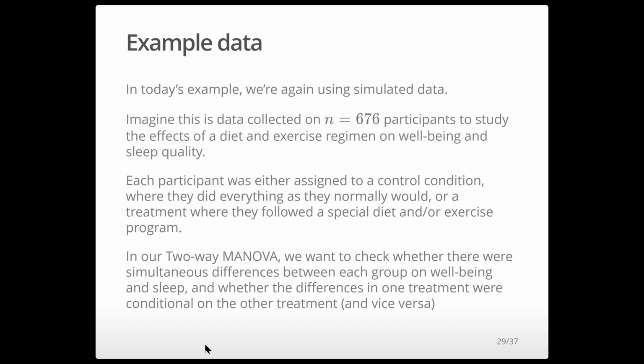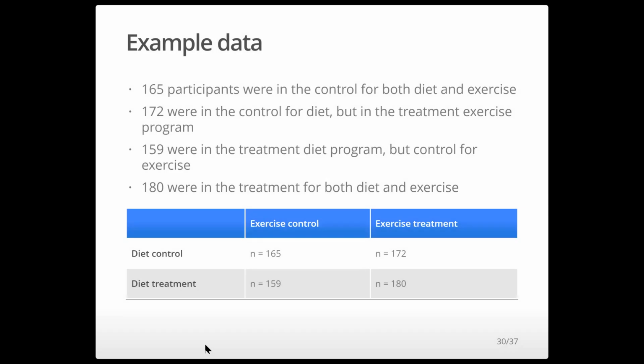And so in our two-way MANOVA, we want to check whether there were simultaneous differences between each group on well-being and sleep, and whether the differences in one treatment were conditional on the other treatment, and vice versa. So we can, again, look at this as a 2x2 contingency table. We have our diet condition as the rows, our exercise condition as the columns, and slightly different sample sizes for each one.